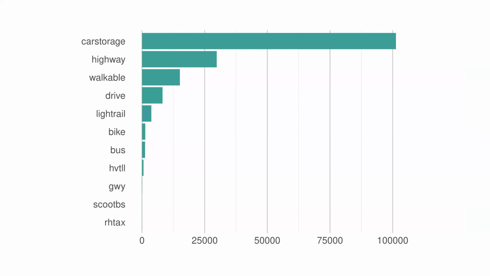So the first thing we can see just by graphing up the words and how they appear in listings is that this is obviously an extremely auto-dominated city, and that comes out in the property listings. Nearly every listing mentions a car storage of some sort, carport or garage, followed by highway, and then a little bit of walkability, then drive, then a teeny bit of light rail, and an itsy bit of biking and busing. Very, very little of greenways, and scooters barely register in the property listings. So next.